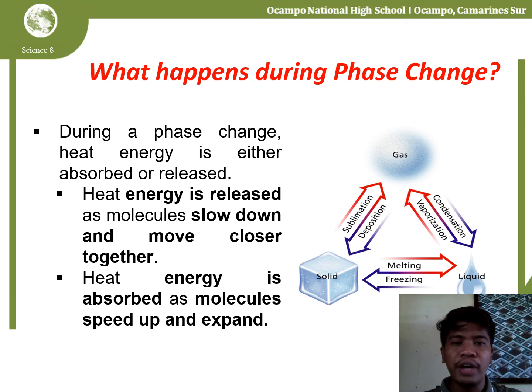Okay? So, ano yung mga process na nag-involve ng release of energy? We have deposition, condensation, and freezing. Ano naman yung mga processes na nag-involve ng absorption of energy? We have sublimation, evaporation or vaporization, and melting. Okay? So I hope that one is clear to you. Now let us move on to your learning activity sheet.